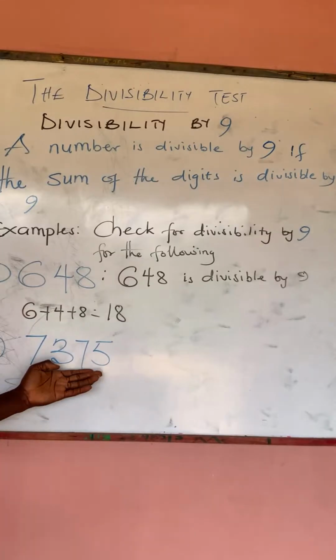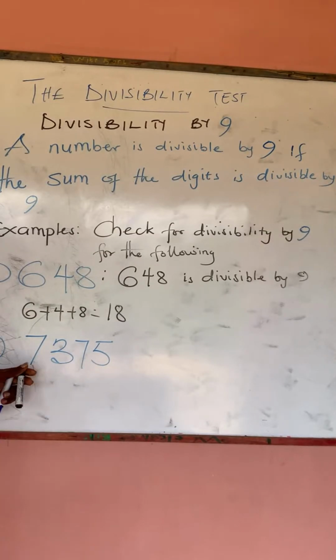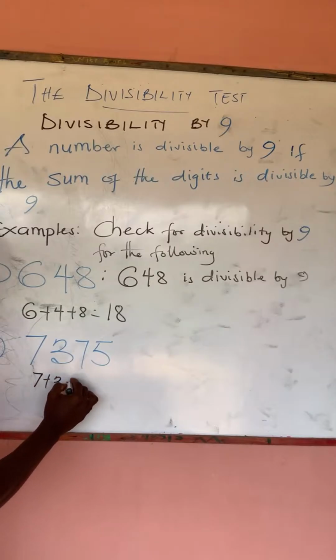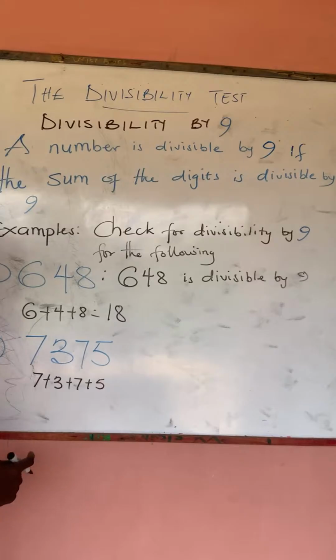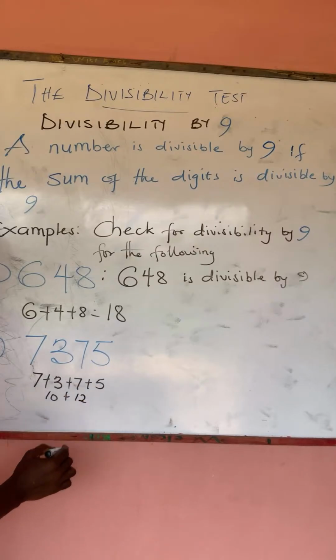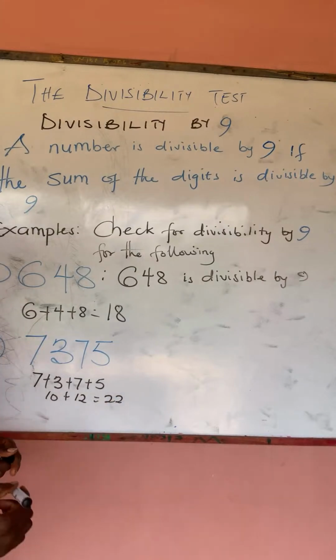7,375. I take the divisibility by 9 for this number. Alright. So we again add up the digits. We get 7 plus 3 plus 7 plus 5. 7 plus 3 is equal to 10. 7 plus 5 is equal to 12. So 10 plus 12 is equal to 22.